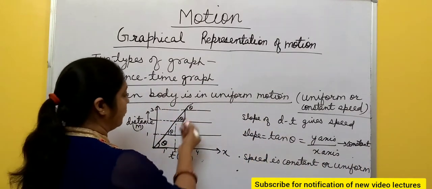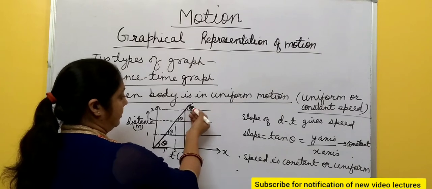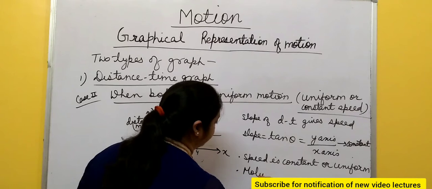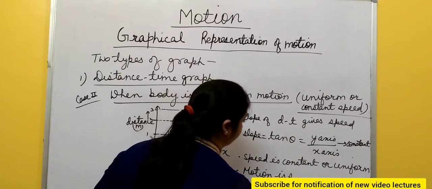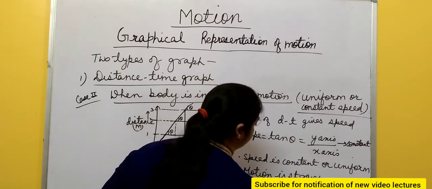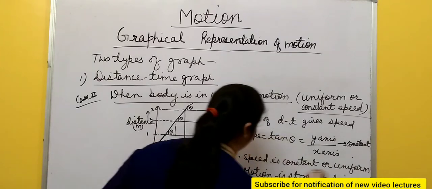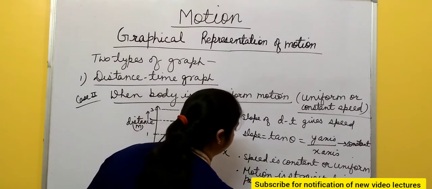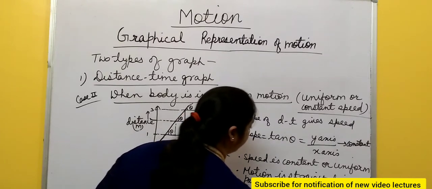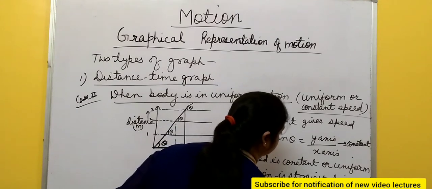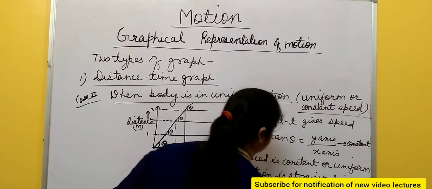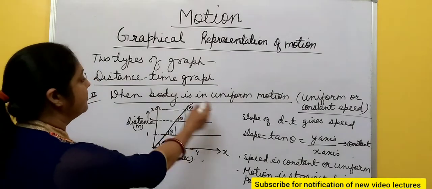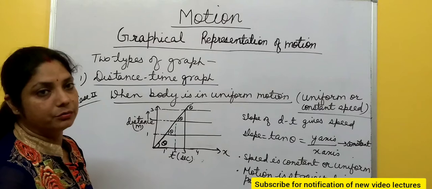In case of this uniform motion, the motion of a body is a straight line passing through the origin, right? When the body is initially at rest, and makes angle theta with the x-axis. This is the case when the body is in uniform motion.